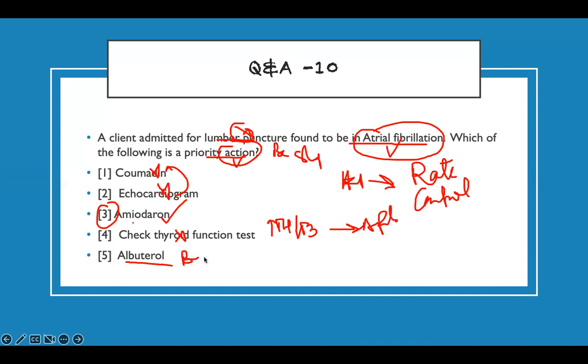Albuterol. This is a beta agonist. An agonist will speed things up. If you give them albuterol, a side effect of albuterol is tachycardia. Heart rate goes up. Why? Because it's a beta agonist. It binds to beta receptors and speeds up your heart. You have tremor, you have palpitations. Guess what? Your patient is already in AFib. You can't do that. Negative. It will cause a problem. So the answer is amiodarone, number three.